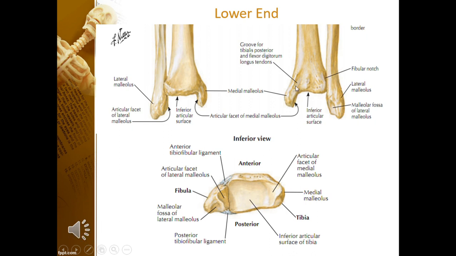The lower end of the tibia is also expanded but small as compared to the upper end. It has 5 surfaces and 1 projection. These are anterior surface, posterior surface, medial surface, and lateral surface, and the projection on the medial side is called medial malleolus, which is a palpable structure.